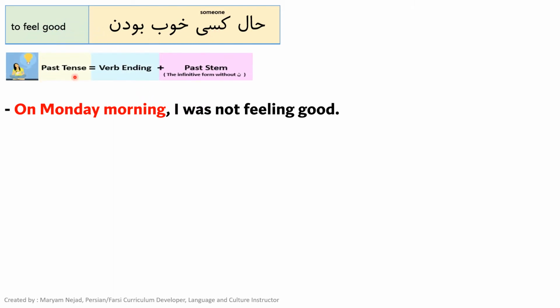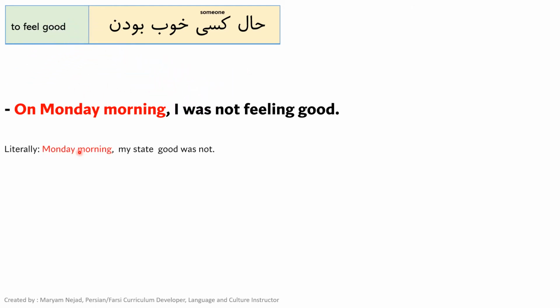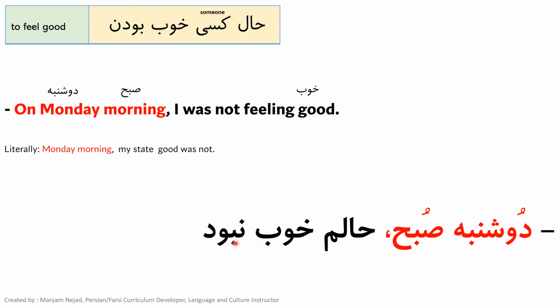And here is past tense, so the formula for past tense. Literally we need to say something like Monday morning, my state good was not, because the verb is at the end. And then we need to say my state. And let's go over the vocab. Monday is دوشنبه, morning is صبح, and then good is خوب. So we are going to start the sentence with Monday morning, دوشنبه صبح: دوشنبه صبح حالم خوب نبود.